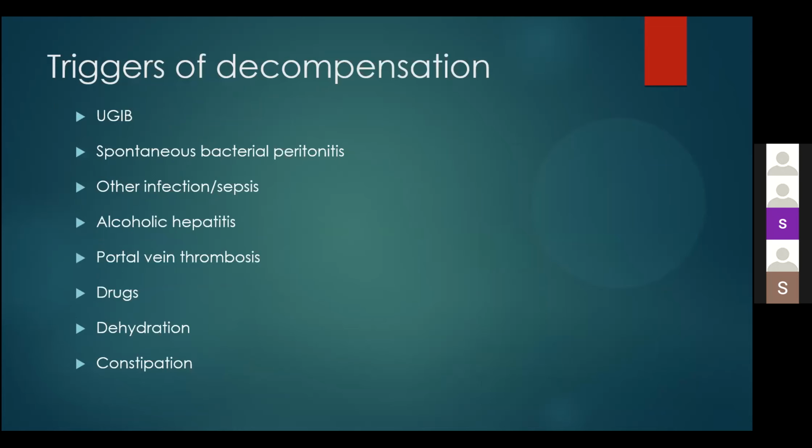And often we have to look for an underlying trigger to see why this patient is decompensated. Something has happened to make them go from a functioning to a non-functioning liver. So common causes of that are upper GI bleeds. One, because of the effect on the vascular system, it can cause them to go hypovolemic. But also if you're bleeding into your stomach, that's naturally going to increase the amount of ammonia that is reabsorbed.